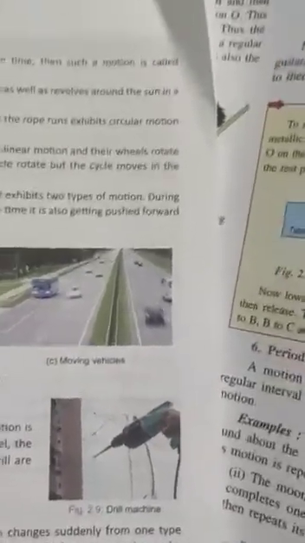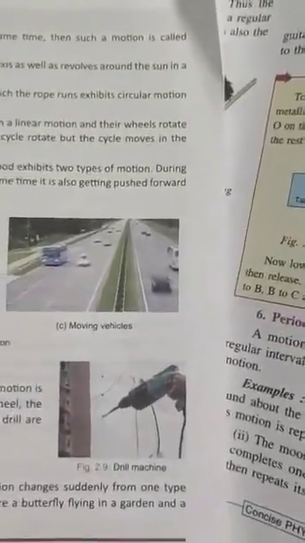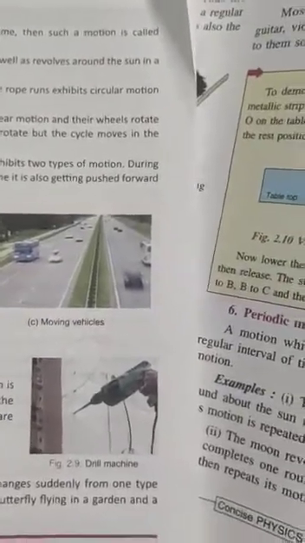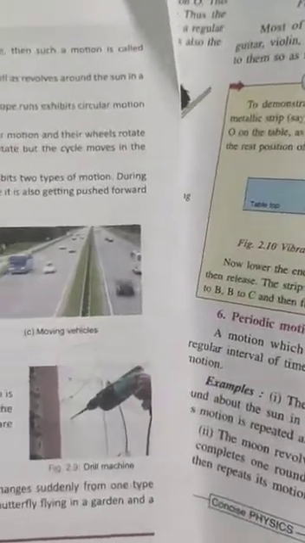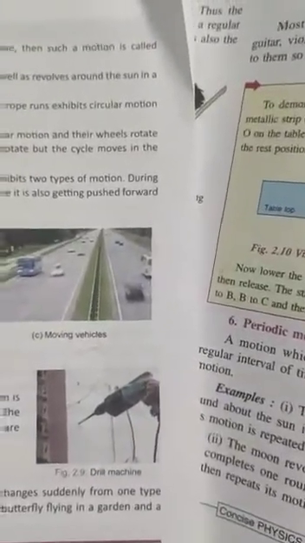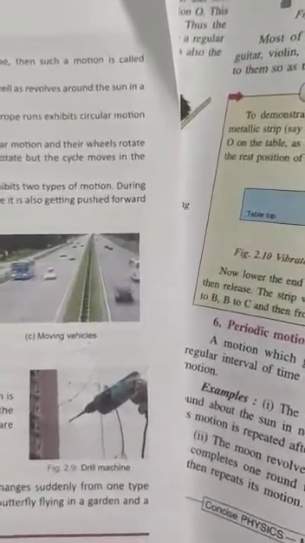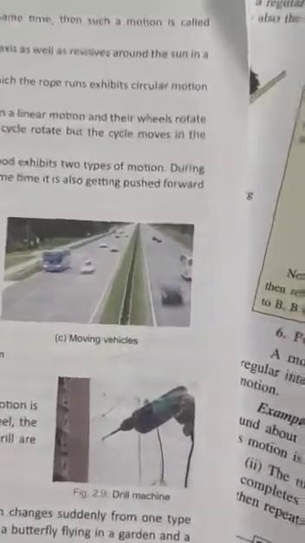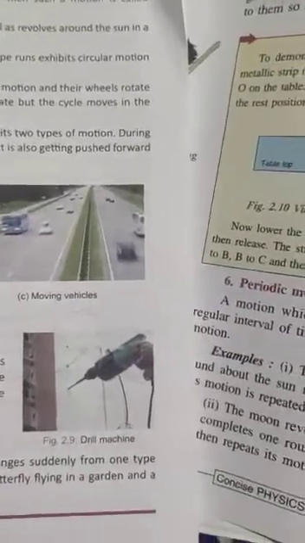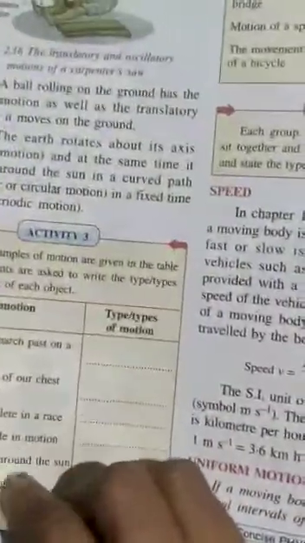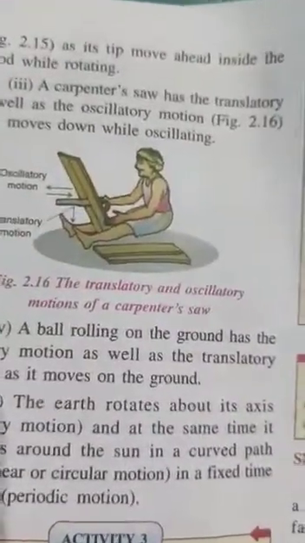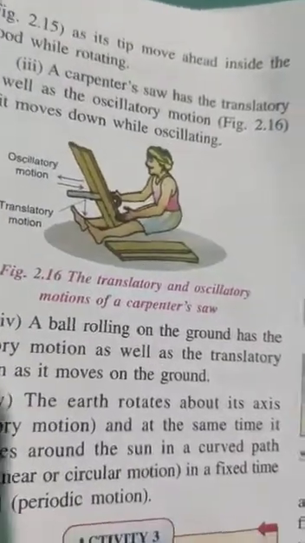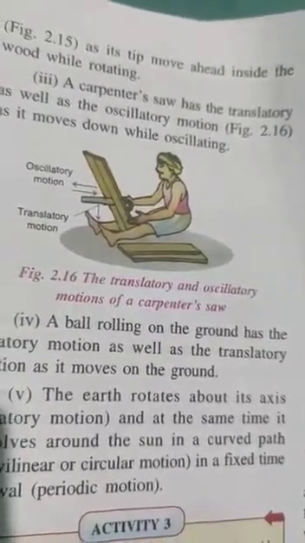Now what is random motion, children? Mosquito, flies. When a body moves such that it has no fixed path and its motion changes suddenly from one type to another, this is called random motion. Some examples: a butterfly flying in a garden and a flying kite. So these are examples of random motion. One butterfly can move from one place to another place. This picture is showing multiple motion, translatory and oscillatory motion of a carpenter's tool. Many examples you can see, children.